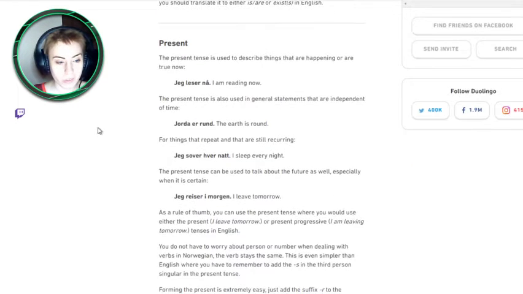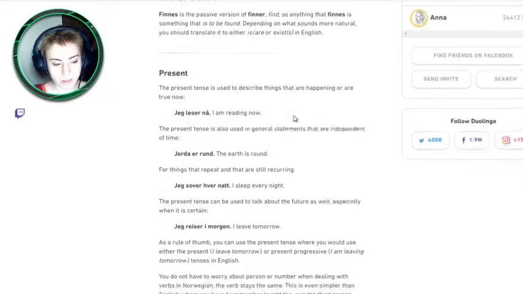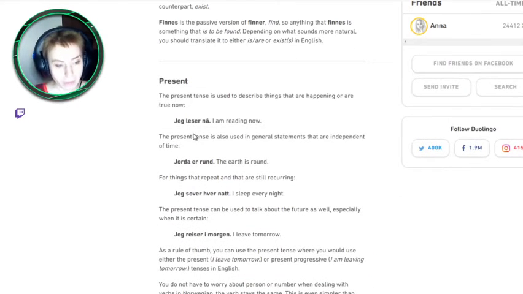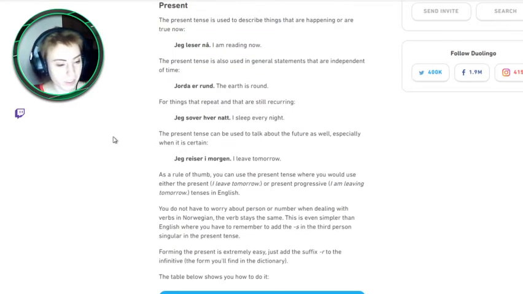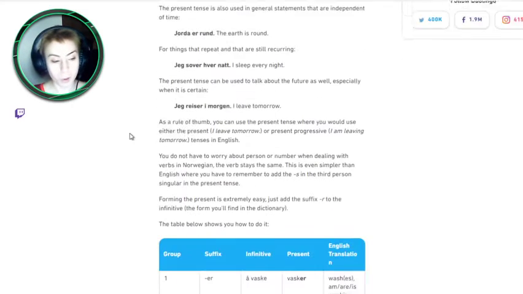Present tense. The present tense is to describe what is happening. I think we already went over a lesson like this. Jeg leser nå, I'm reading now. Jorda er rund, the earth is round. General statements independent of time, things that repeat and that are still recurring. Jeg sover hver natt, I sleep every night. The present tense can be used to talk about the future as well, especially when it is certain. Jeg reiser i morgen, I leave tomorrow.